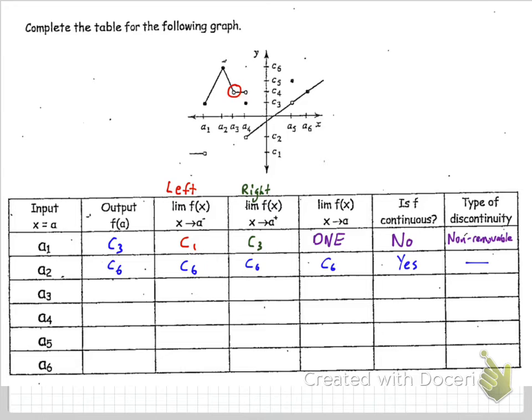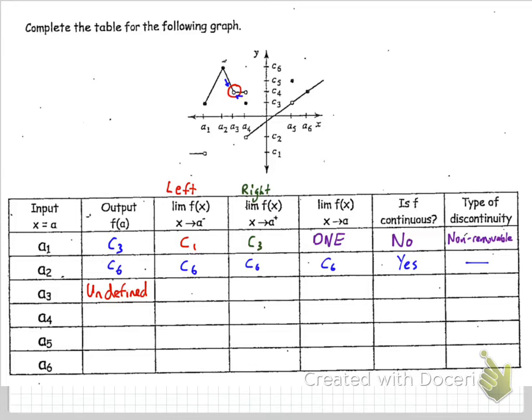Now, for the next one, we have a hole here, so it is not actually defined. Now notice we use undefined, you can abbreviate it UND, but you do not want to say it does not exist. Limits do not exist. Values are undefined. Those are different things, so make sure you're using the correct vocabulary in each of those locations.